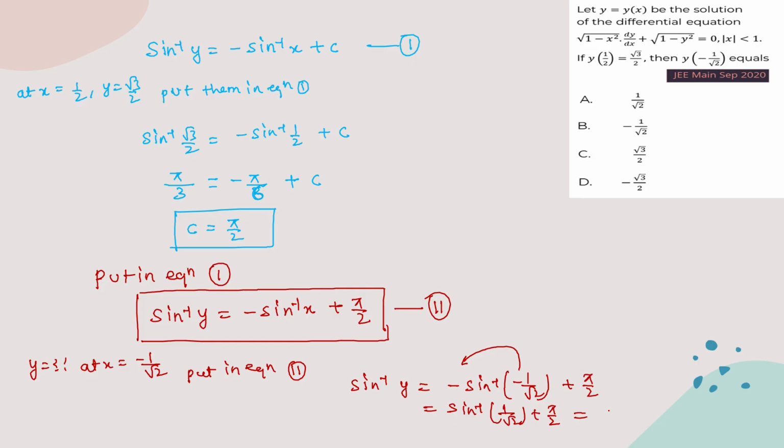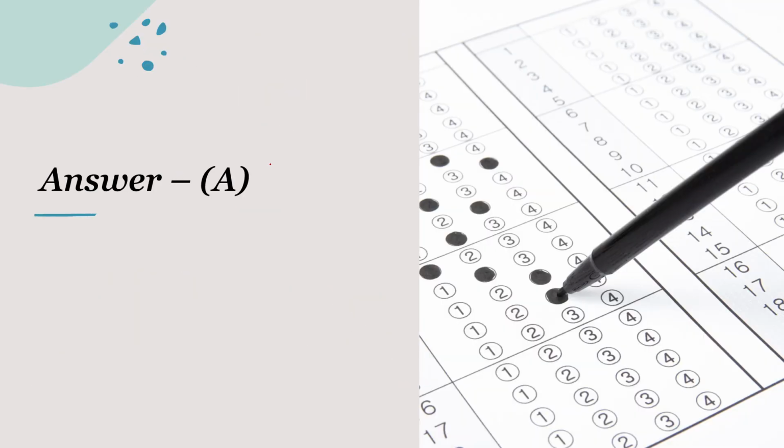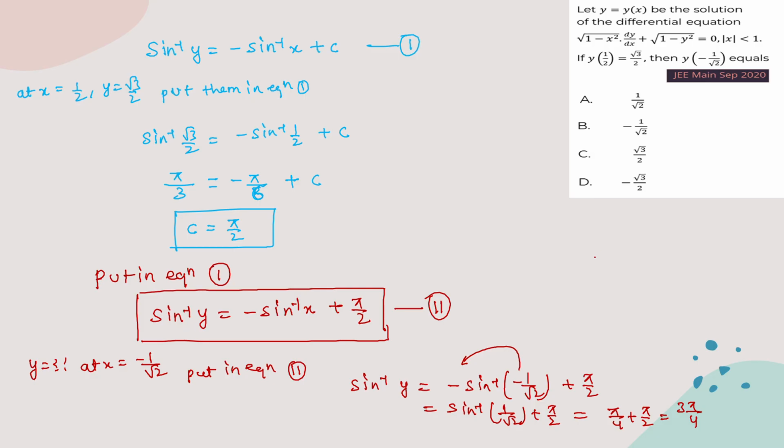And sine inverse of 1 by root 2 is nothing but 45 degree, right? Pi by 4. So pi by 4 plus pi by 2, 90 degree plus 45 degree, 135 degree, that is 3 pi by 4. So we are getting sine inverse of y as 3 pi by 4. So the y value will become sine of 3 pi by 4, and that will be nothing but 1 by root 2 only, because pi minus pi by 4, second quadrant.